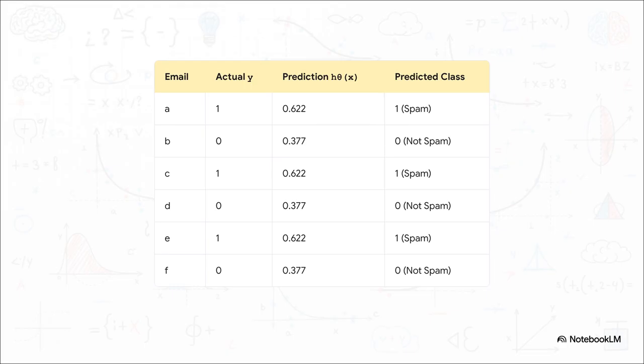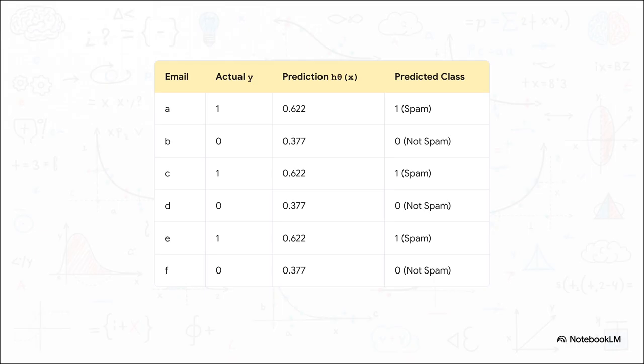And wow, what a difference one step makes. Just look at this table. For email A, which we know is spam, the new calculation gives us a score of 0.5. That turns into a probability of about 62%. Since that's over our 50% threshold, we correctly predict spam. And for a non-spam email like B, the score is negative, which gives a probability below 50%. And we correctly predict not spam.